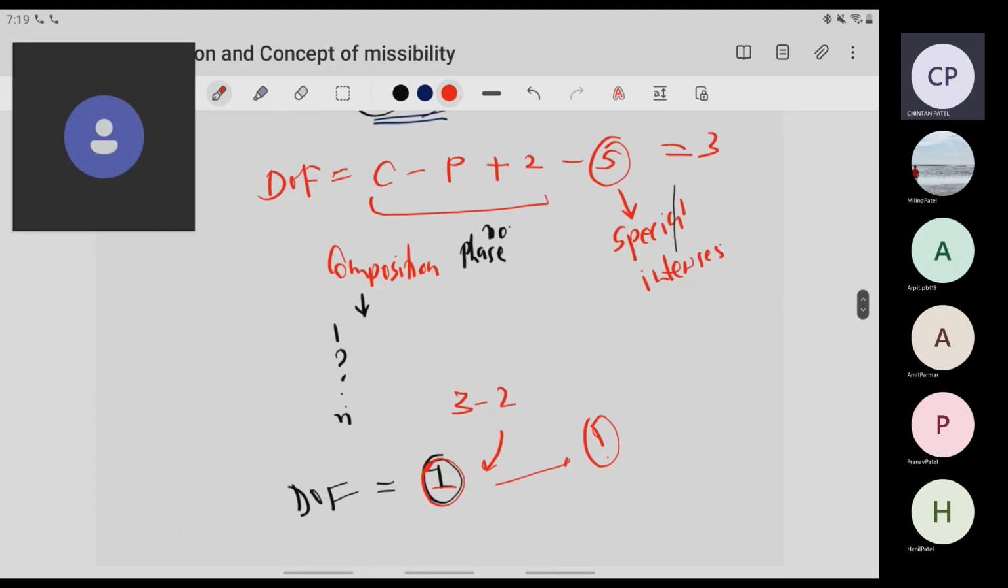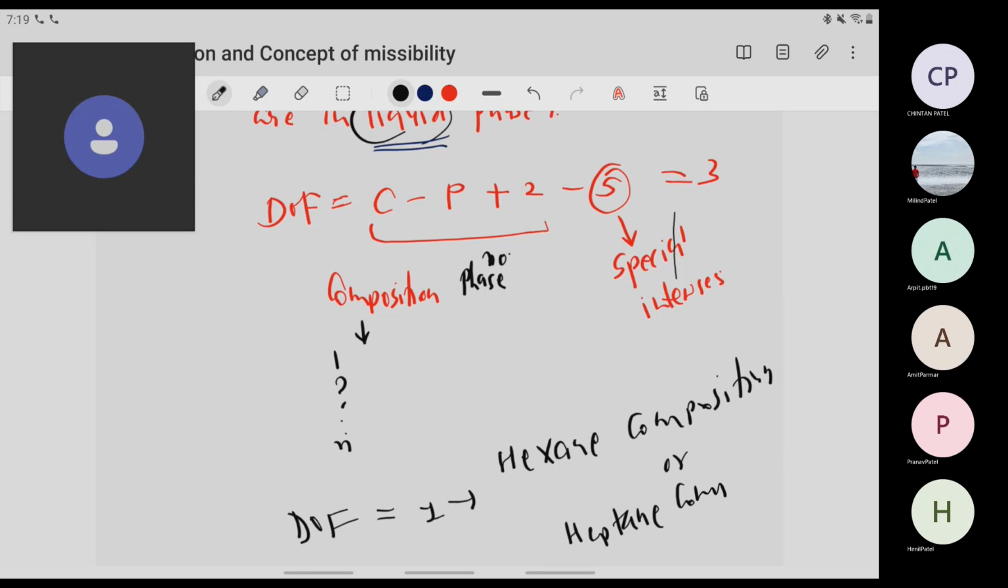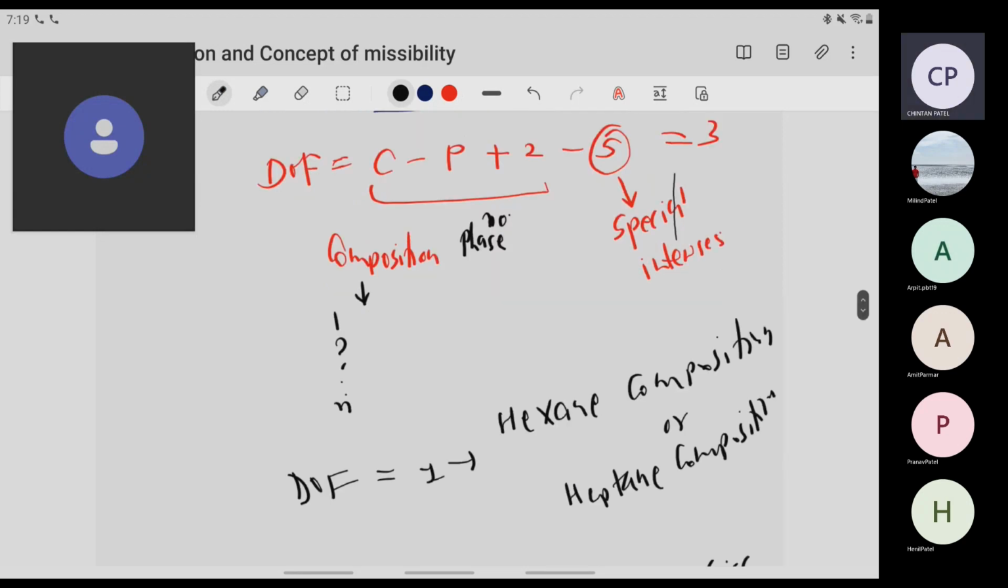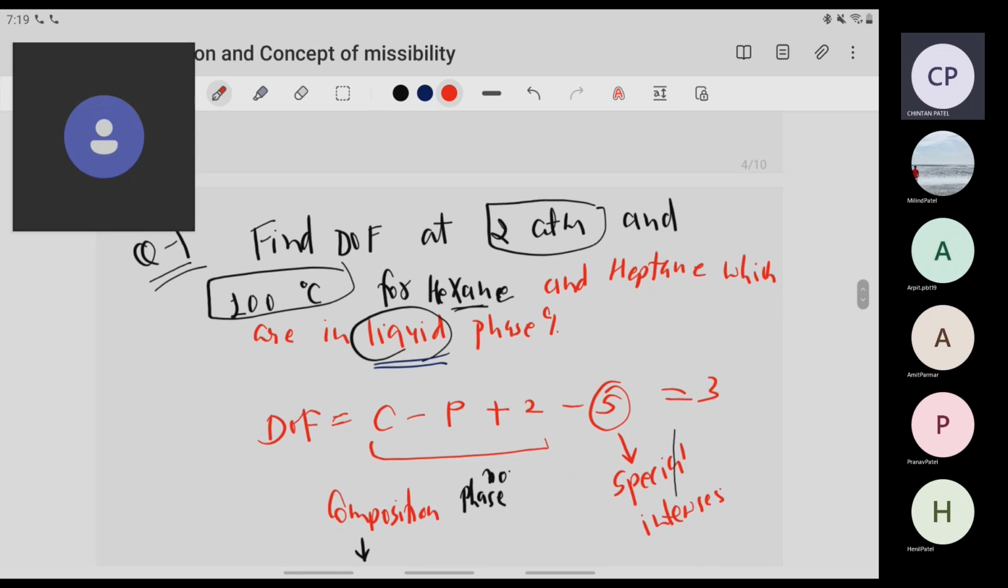So if we know one substance, I can say hexane composition or heptane composition. Among these two, if I know this one, then I can calculate the other. So composition is the parameter here because we have two substances. We don't know at a given temperature and pressure what percentage of hexane is in the liquid phase, and what percentage of heptane is in the liquid phase or vapor phase. That composition we should know here. Then we can define this system entirely.